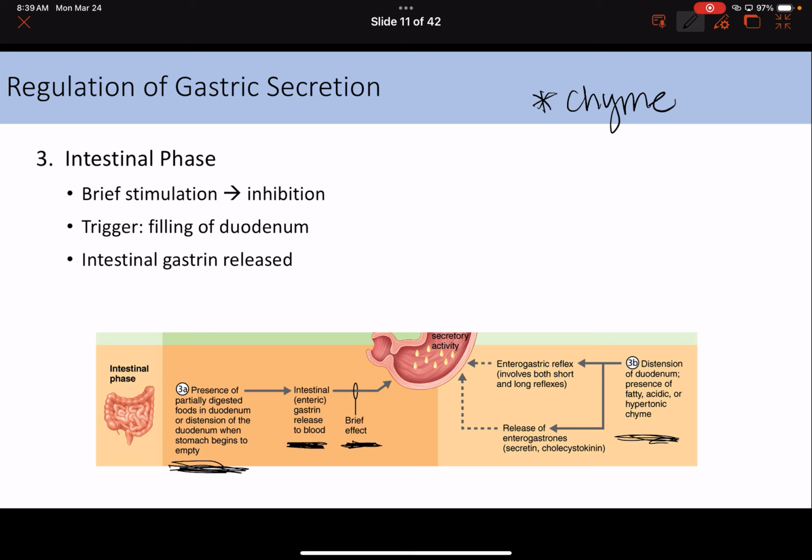This is a transition phase. So any questions about the intestinal phase?